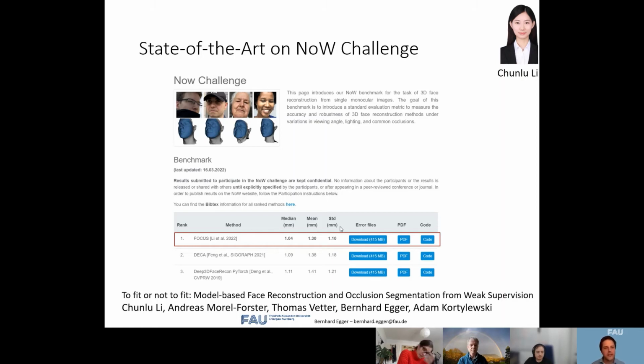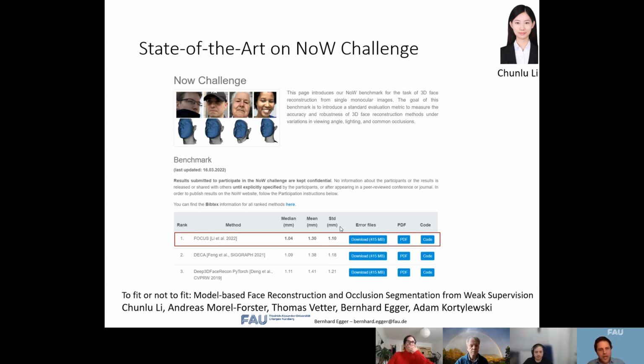So this paper we put on arXiv last week, and this paper aimed at a robust method to reconstruct faces from 2D images. So basically exactly what I showed you before, but in a robust way. So if you have glasses on, or if parts of your face are occluded, we would still like to be able to reconstruct this 3D face.